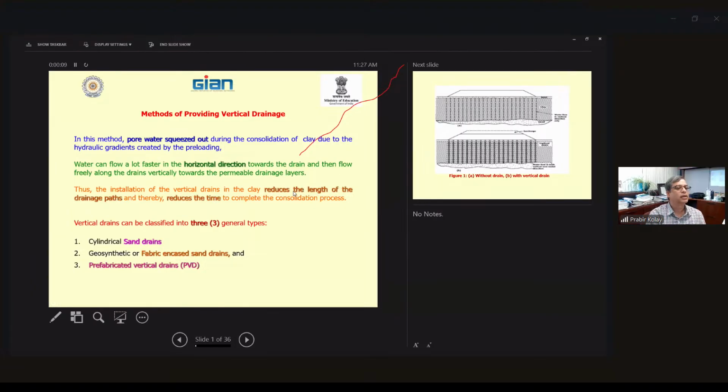So anyone has any questions on this? We talked about sand drain, we talked about PVD, and then also the geosynthetic encased sand drain. There are 3 different types of vertical drain. And basically the idea of this PVD, sand drain or geosynthetic fabric encased sand drain is that the rate of consolidation is increased, because not only is there vertical drainage, water can also flow in the horizontal or radial direction. That's all.